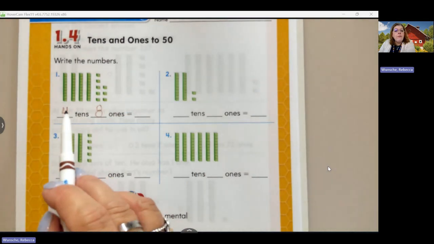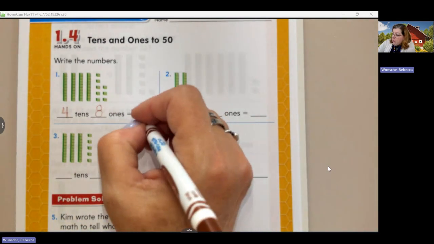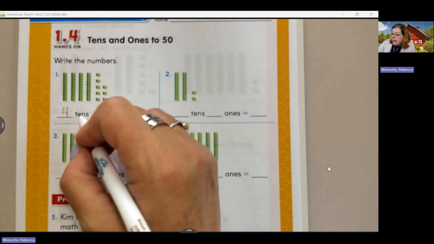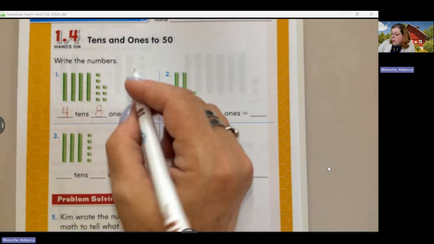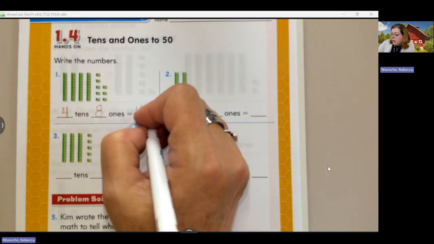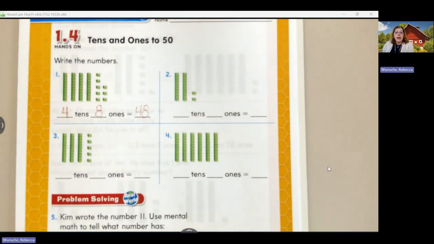When we count 4 tens and 8 ones, and we put those together, we have the number 48. 4 tens is the same as 10, 20, 30, 40, and then 8 ones. So our number is 48. All right, let's look at another one.